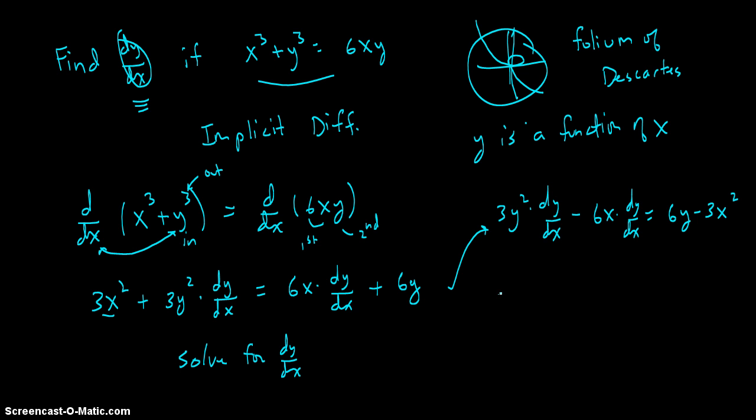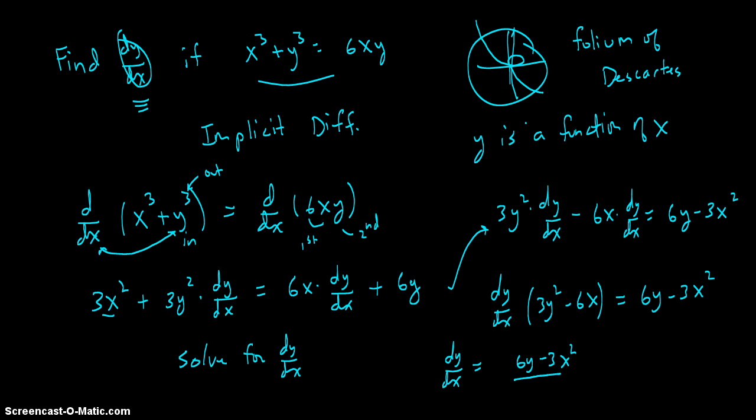Now the reason for that last move is that dy/dx can be factored from the left side. The left side is dy/dx times 3y squared minus 6x. And then copy the right side, 6y minus 3x squared. And finally, we can divide to find dy/dx. Dy/dx is equal to the right side, 6y minus 3x squared, divided by 3y squared minus 6x.